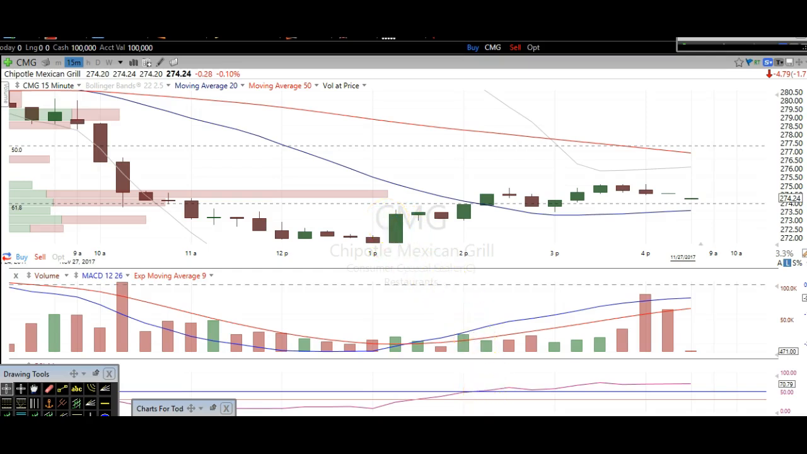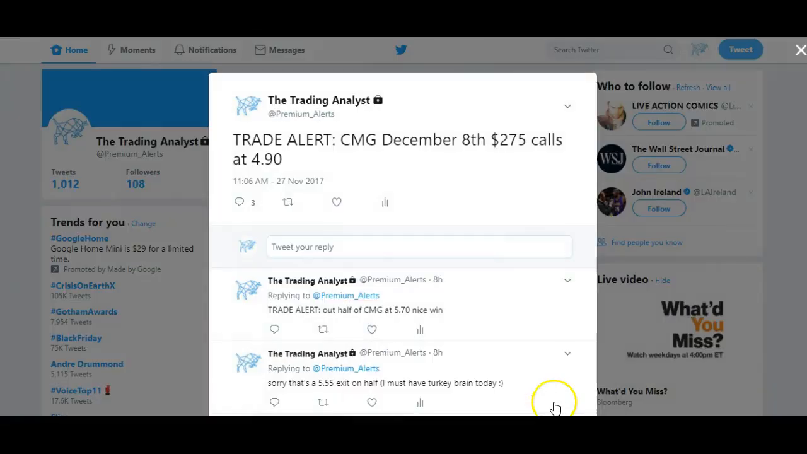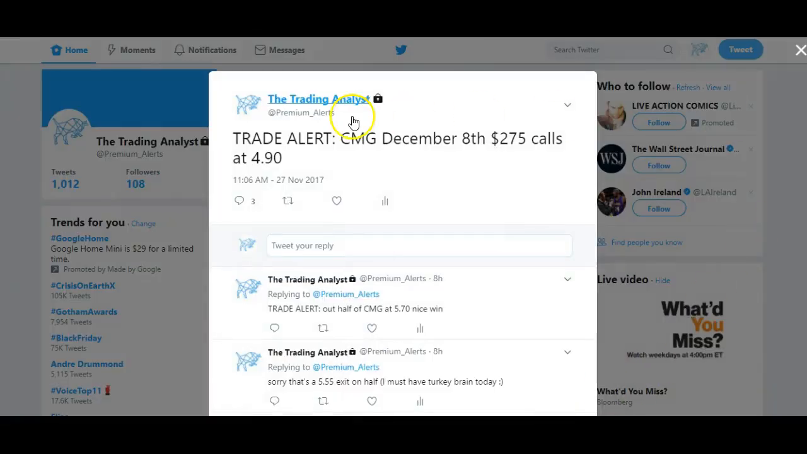All right, so let's go to the private Twitter feed. This is the opening alert. We entered in the December 8th calls, 275 strike calls at 490. The low of the day on those calls was 460. Don't quote me, but I believe 460 is the low on these calls. So we almost got the low of the day on those calls.